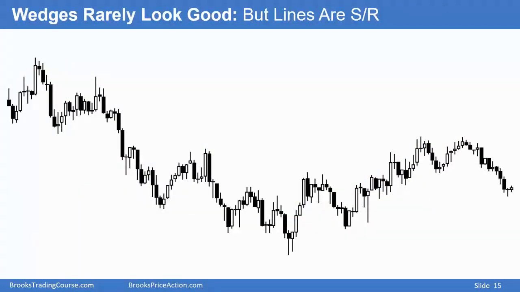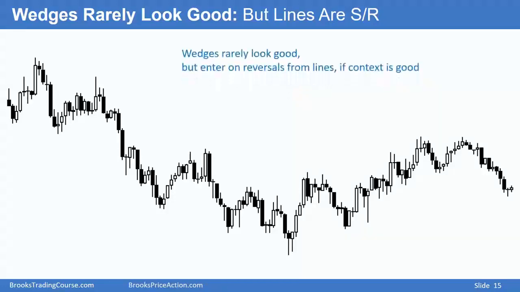Most patterns do not look perfect. They do not look like textbook patterns. But if they look reasonably good, they're good enough, and the lines will create support and resistance. Wedges, for example, they're rarely ever perfect. But if the context is good, traders will look for reversals at the lines.